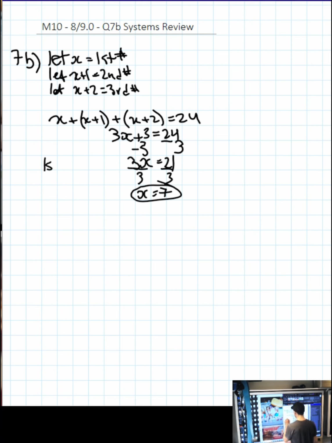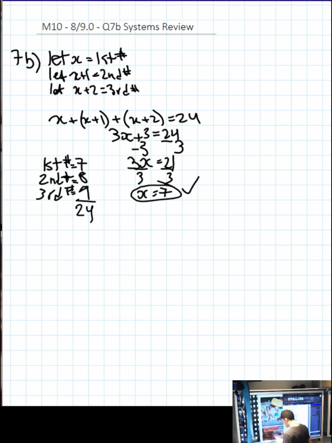Therefore, our first number is 7, and our second number consecutive to 7 would be 8, and our third number consecutive to 8 would be 9. And these numbers sum to get 24, so we know that we are correct.